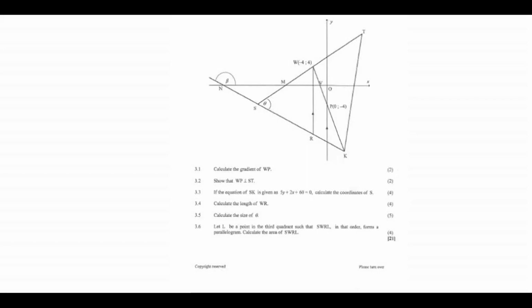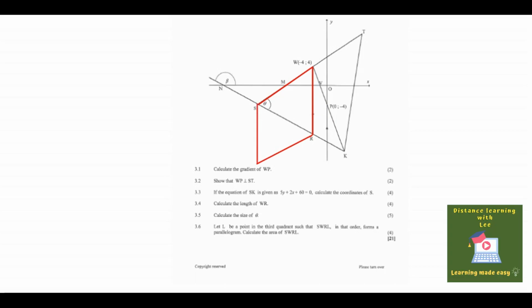Okay, so let's just see what this question is actually telling us. We basically have SW, so this is my S, that is my W. And from W you go to R, and from R, you go to a point L that is in our third quadrant. So you're going to have a point L somewhere there. And that point L obviously will connect with our point S. And we need to calculate the area of the parallelogram, which is SWRL.